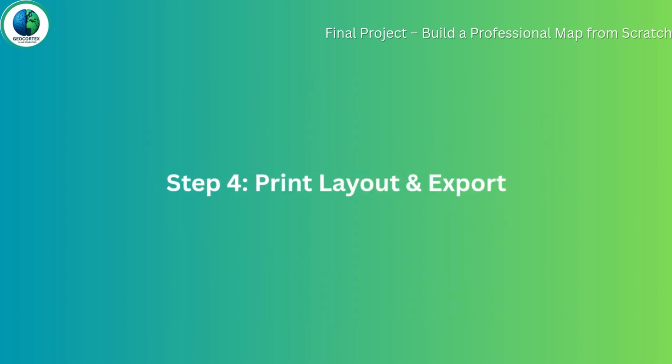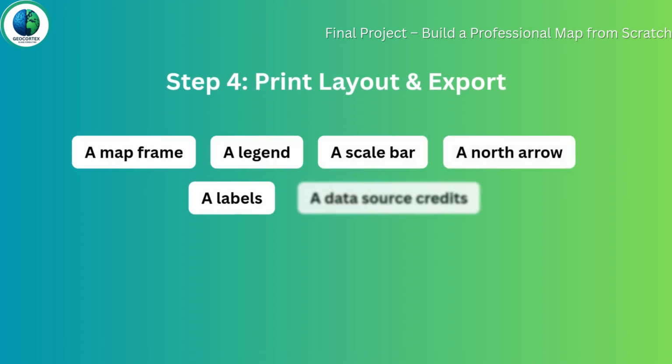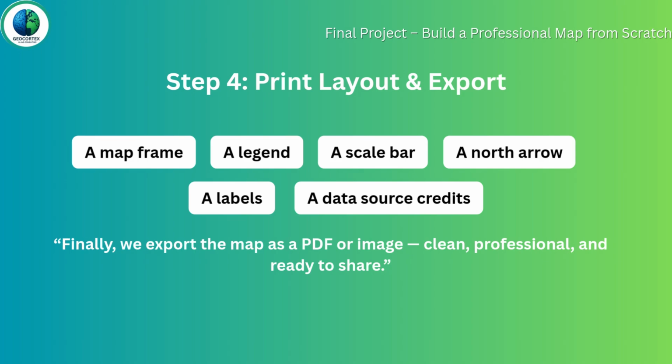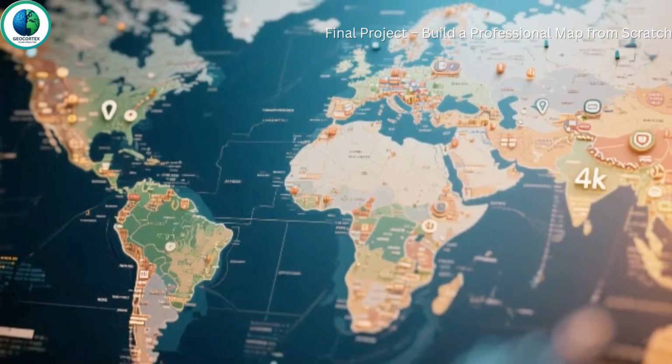Step 4. Print layout and export. Now we turn our map into a final product. In the print layout, we add a map frame, legend, scale bar, north arrow, labels, and data source credits. This is where your GIS work becomes something you can present, submit, or publish. Finally, we export the map as a PDF or image, clean, professional, and ready to share.